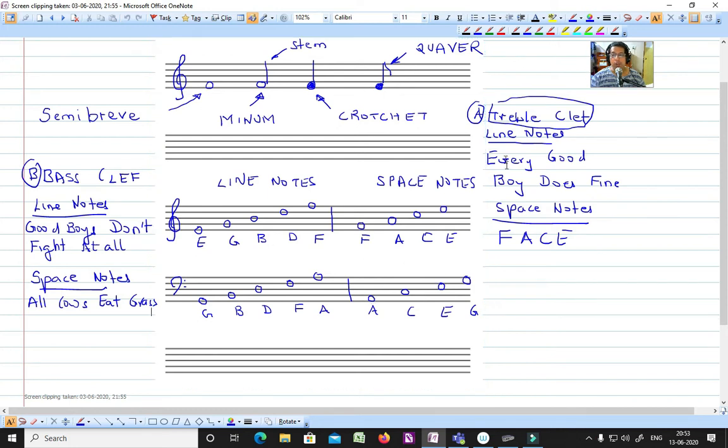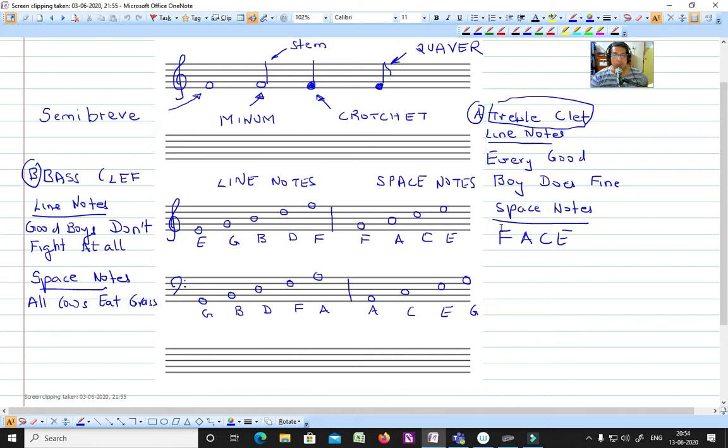What are the line notes in the treble clef? Every good boy does fine, which is here, every good boy does fine. And space notes are just FACE, followed by the bass clef. The notes are good boys don't fight at all, or G, B, D, F, A. And space notes are all cows eat grass.